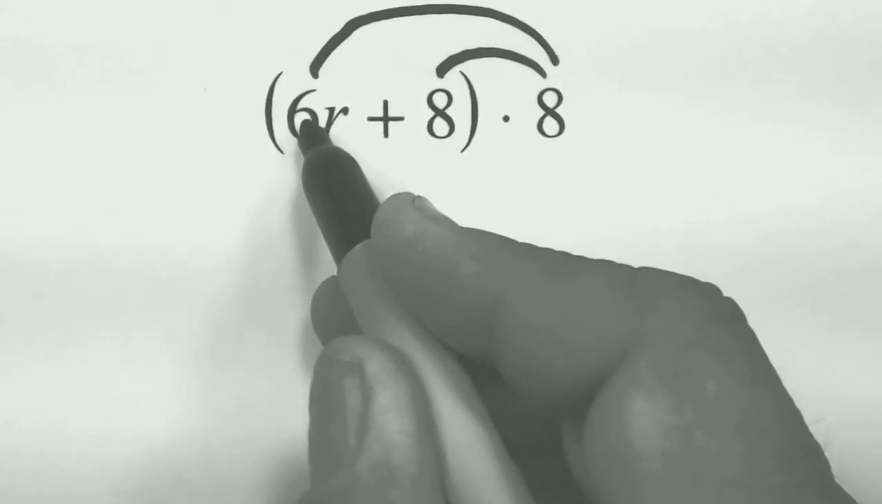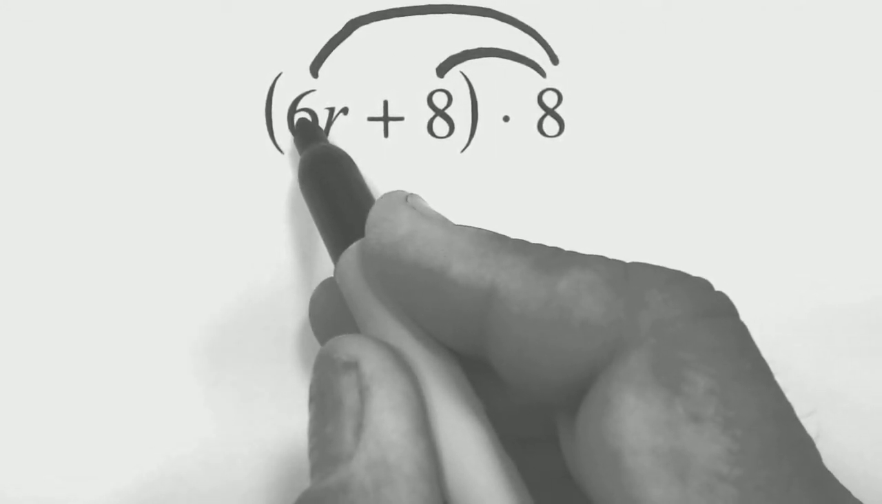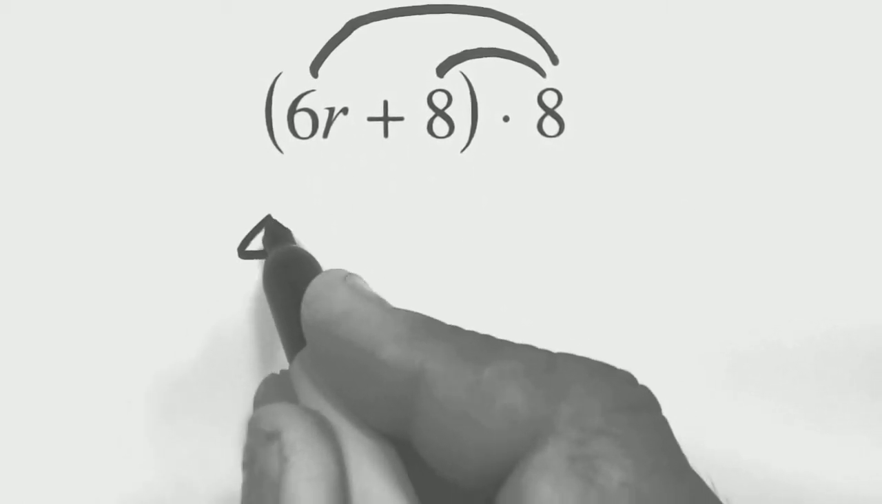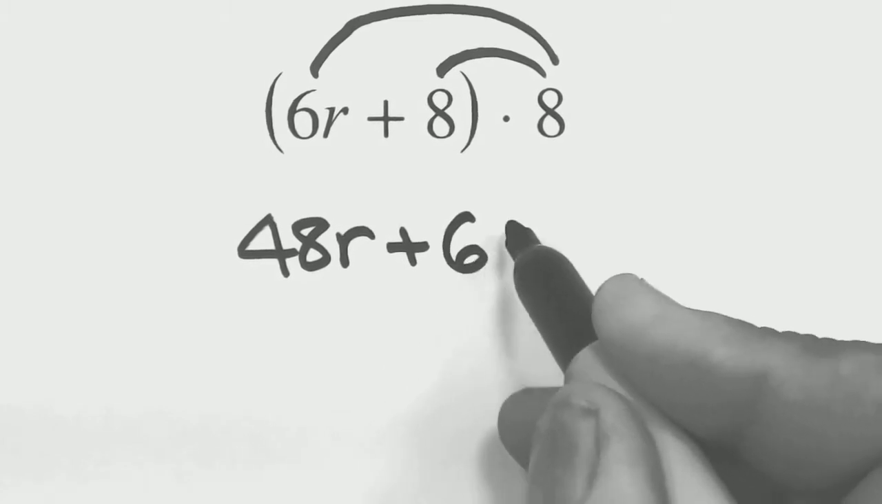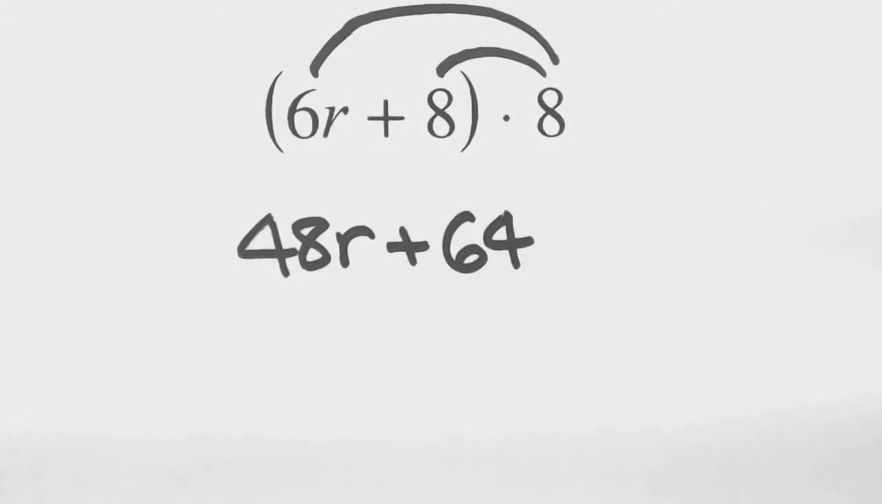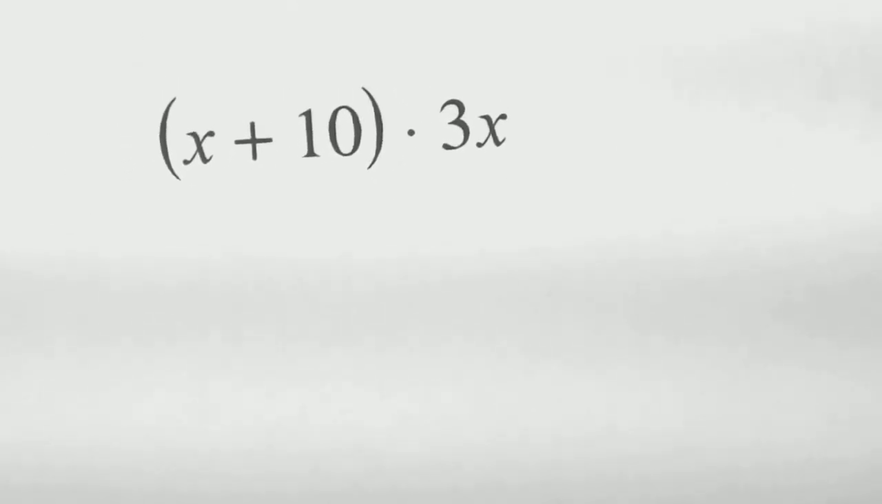I'll take the 8 times the first guy here. 8 times 6 is 48, and we've got a single r. And then the plus sign, and then 8 times 8 is 64. So the distributive law works perfectly well whether you're doing it from the front or the back.